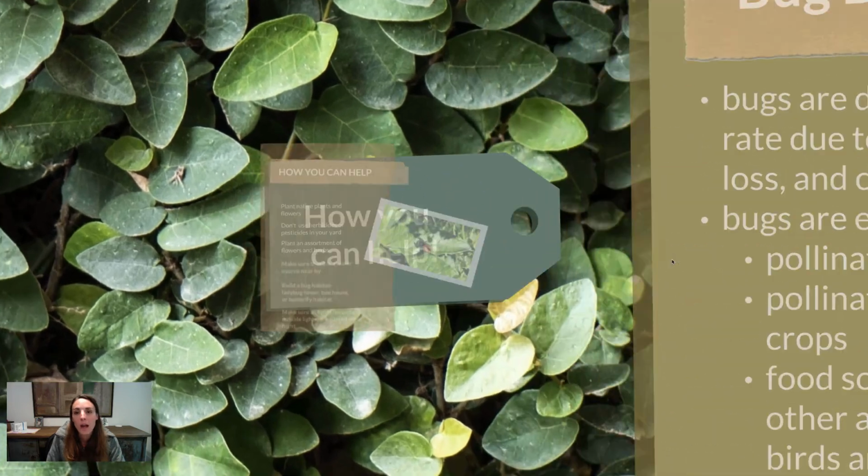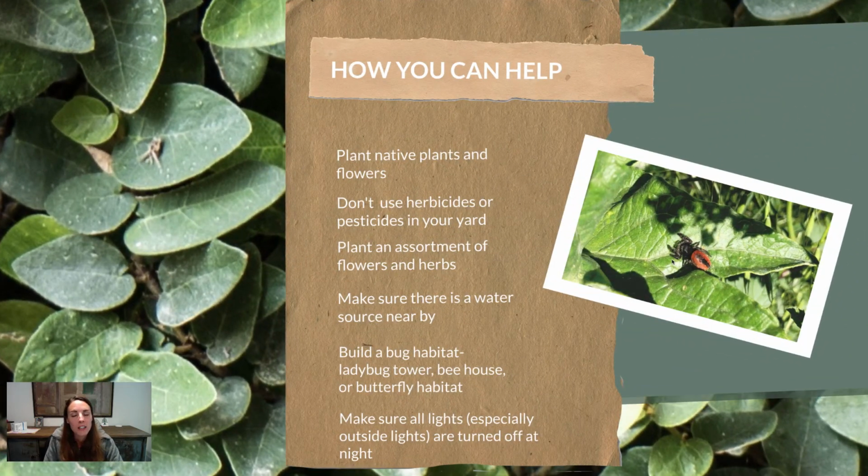So how can you help with biodiversity? There's lots of things you can do at home that can help. So one is plant native plants and flowers. If you're planting those, you're going to get lots of those native bugs to come to your yard or your balcony or your window box. So planting native plants and flowers is really going to attract and keep alive the bugs that we want.